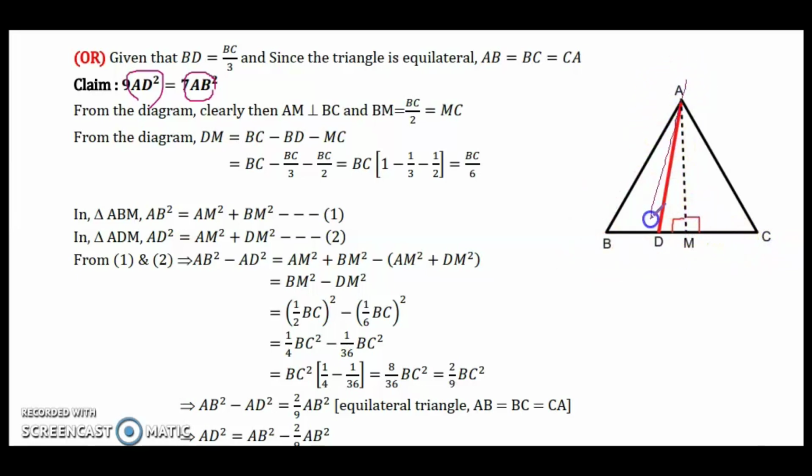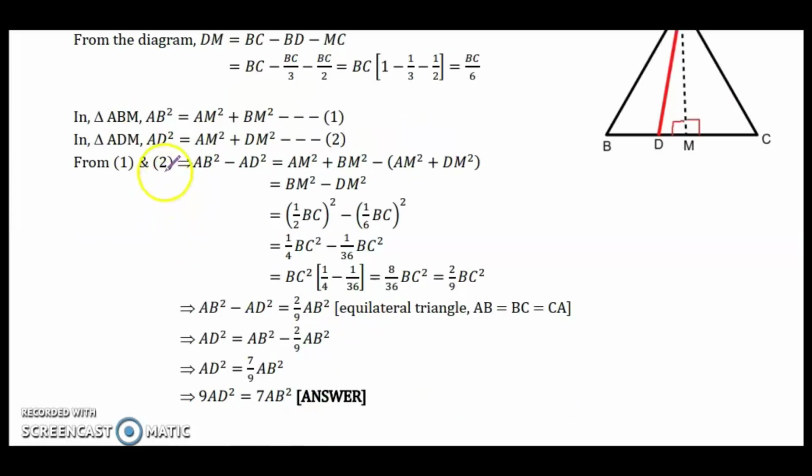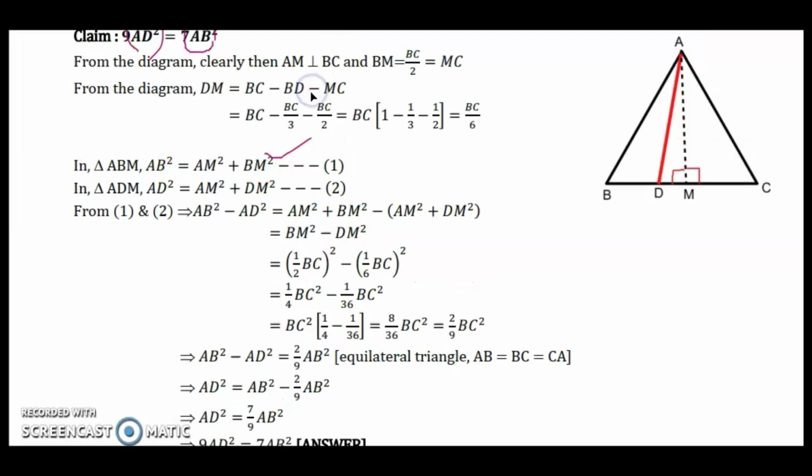Now, do you understand? Now, construct these two triangles ABM and ADM. Based on this construction, we have the Pythagoras theorem, that is AB square equal to AM square plus BM square. Everybody is aware of this.